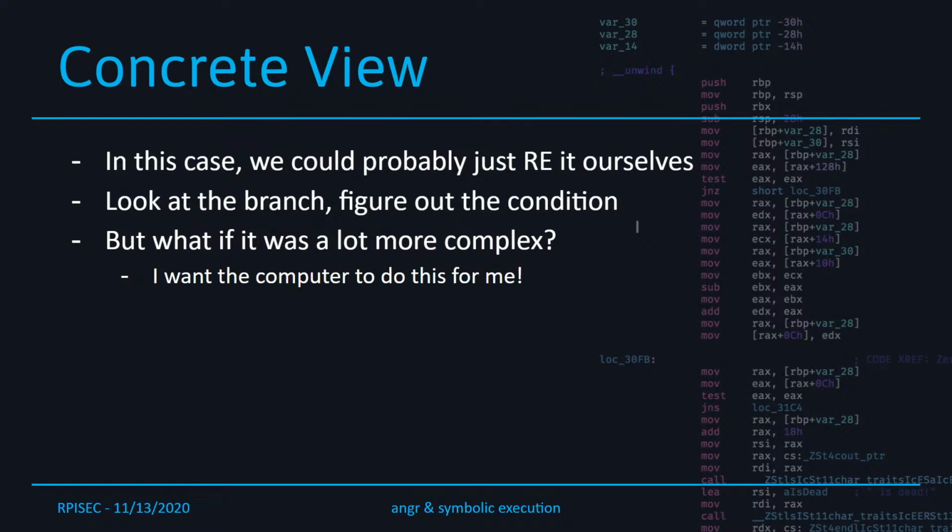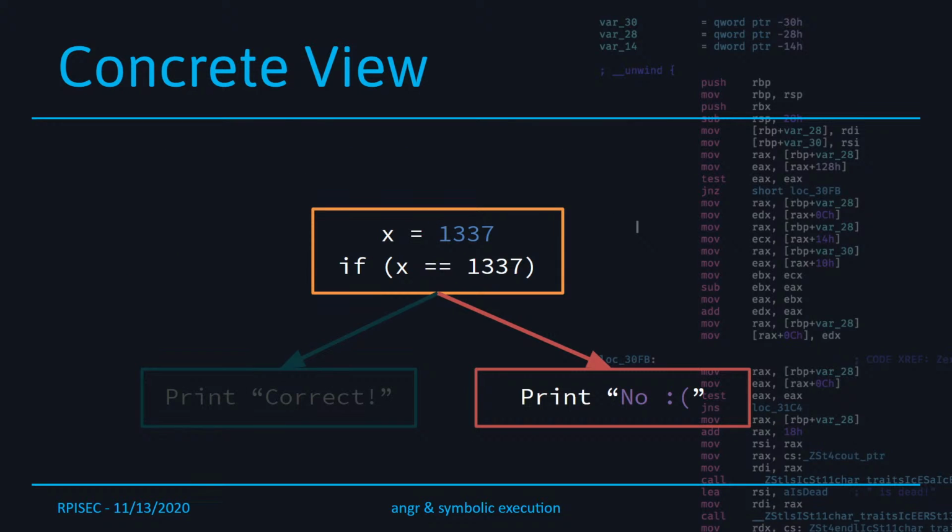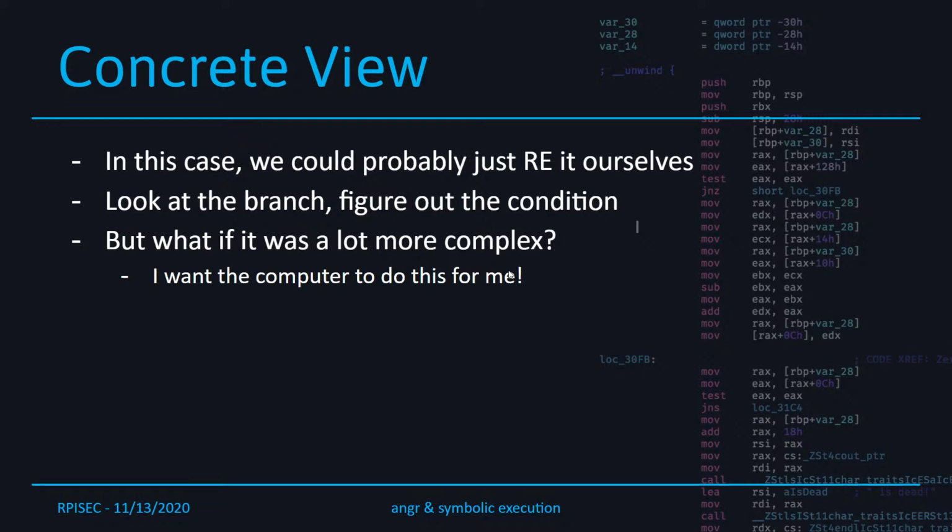Anyway, flubs aside. In this case, we could probably just reverse engineer this ourselves really easily. We look at the branch and say, okay, does the number equal this thing? If so, take the branch. That's pretty obvious. But what if it's a lot more complicated? Like, what if it's a whole bunch of XOR operations, or it's some other weird kind of keygen thing? I don't want to deal with that myself. I want the computer to do it for me.